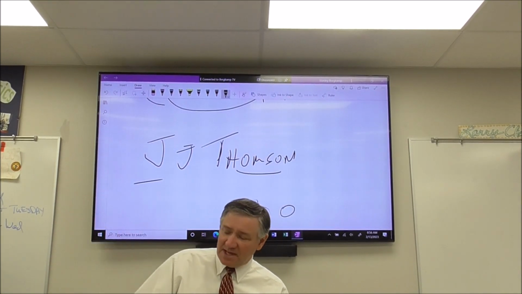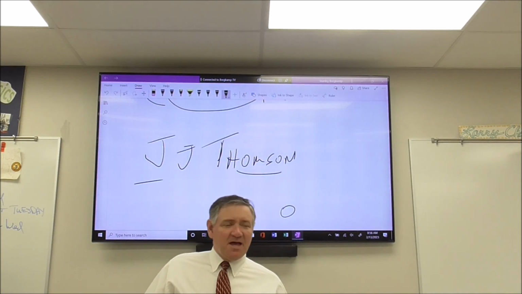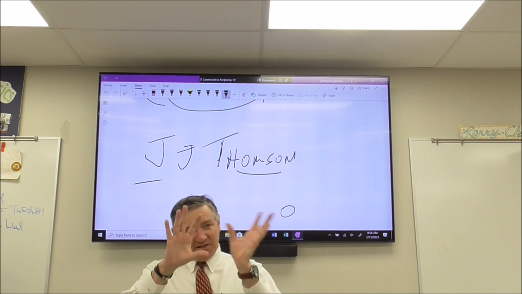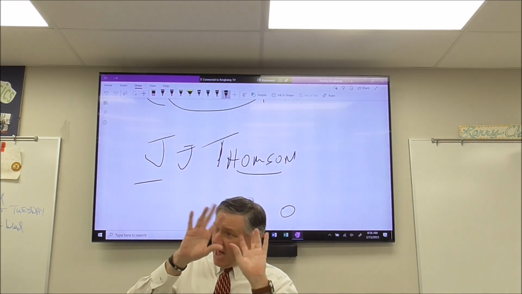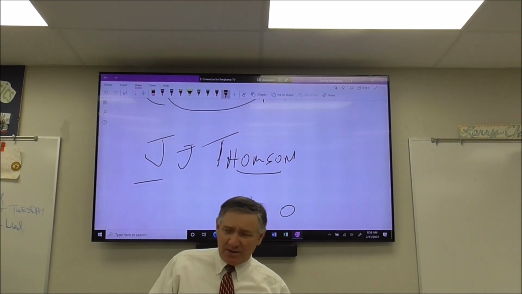So the first model they came up with, and again, this is a British influence, is what we'll call the plum pudding model. Imagine this dough of atoms, and within that they have these negatively charged raisins. And it was kind of cool.